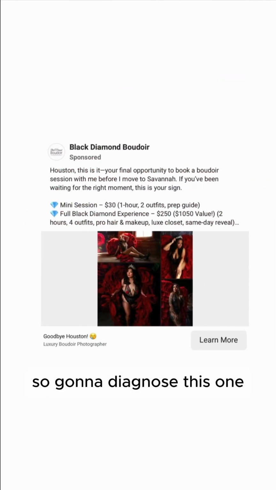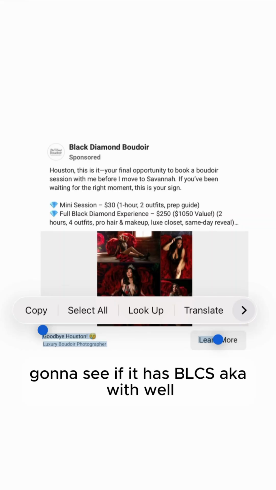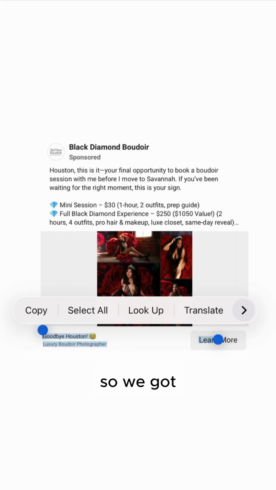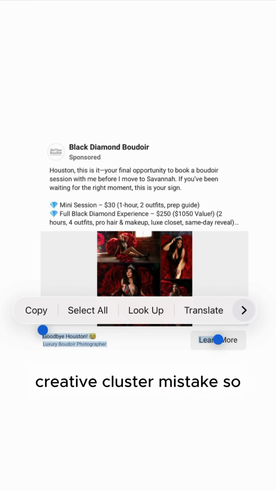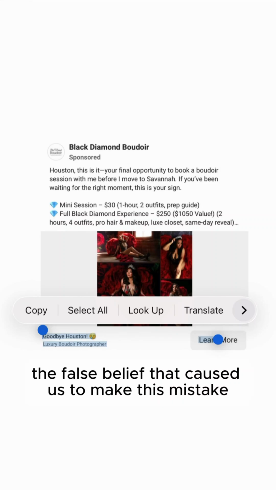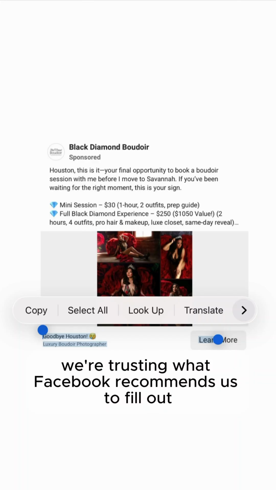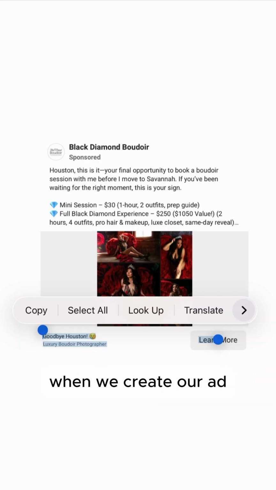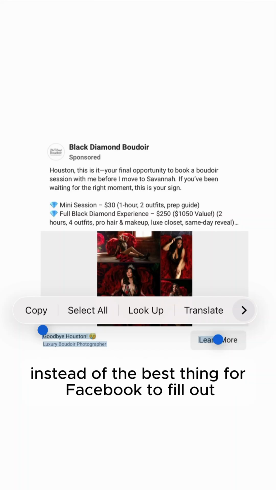So I'm going to diagnose this one. We're going to see if it has BLCS, aka Boudoir low click syndrome. So what I'm seeing now is we got the below creative cluster mistake. The false belief that caused us to make this mistake is that we're trusting what Facebook recommends us to fill out when we create our ad is the best thing for us to fill out instead of the best thing for Facebook to fill out.